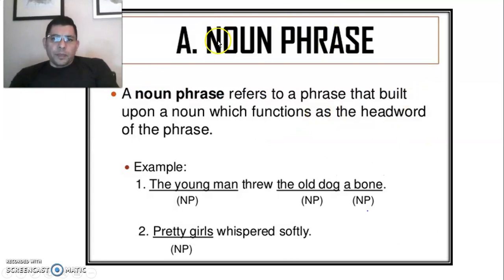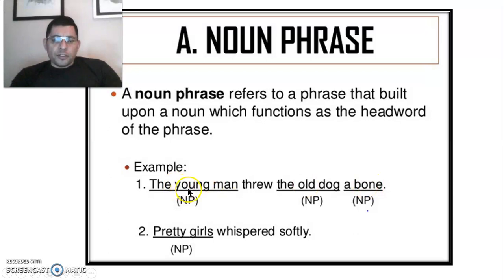Knowing this, what is the first definition that we need to know? What is a noun phrase? A noun phrase refers to a phrase built upon a noun, which functions as the head word of the phrase. This means that, as the name says, in my noun phrase the principal word will be my noun. For example, if we look at the examples here, the young man, the old dog, or a bone, I underlined three groups of words. In this case, I have one phrase, another phrase, and a third phrase.